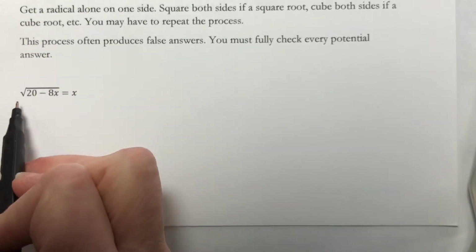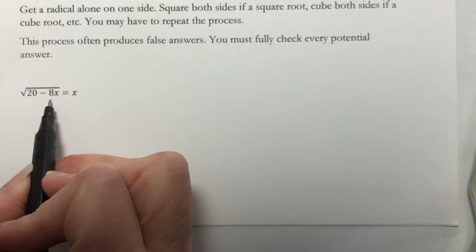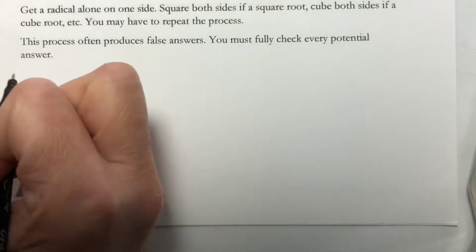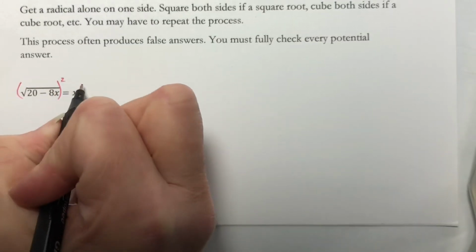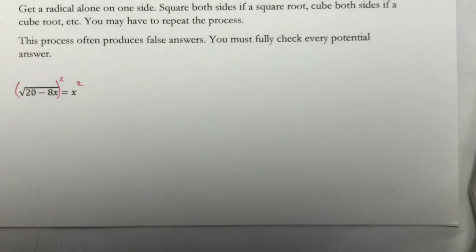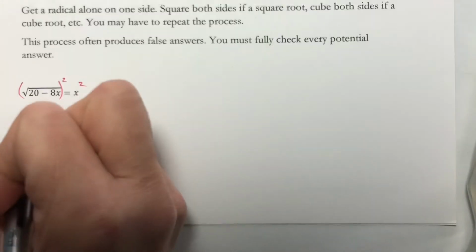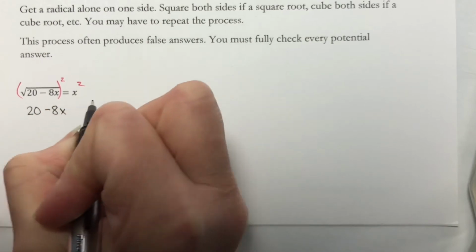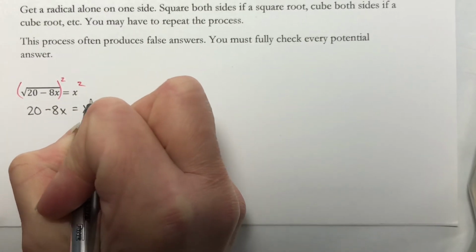The square root of 20 minus 8x is equal to x. The square root is by itself, so I'm going to square both sides. Now, when you square a square root, you get what's underneath. So I have 20 minus 8x is equal to x squared.